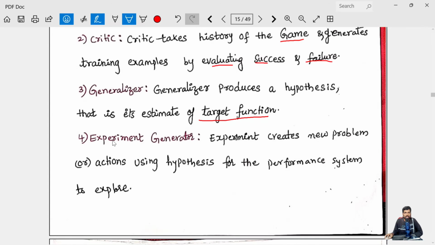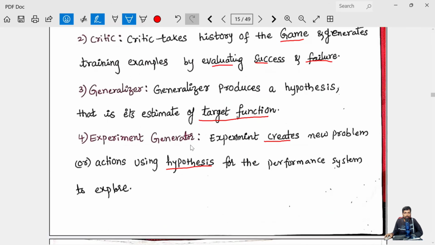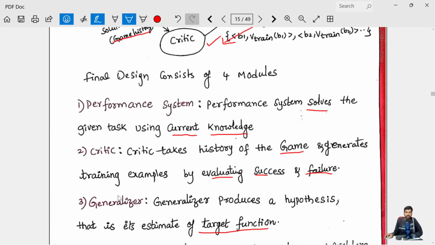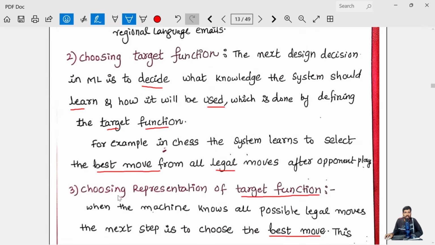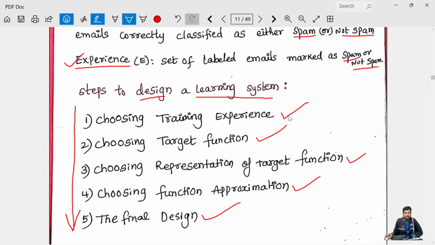The last one is the experiment generator. The experiment generator creates new problems or actions using the hypothesis. It focuses on the hypothesis for the performance system to explore. So this is all about designing a learning system. This is one of the most important questions. Please remember these five steps are important for the examination.